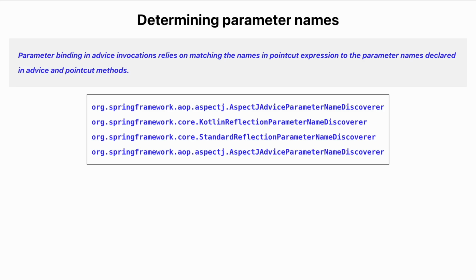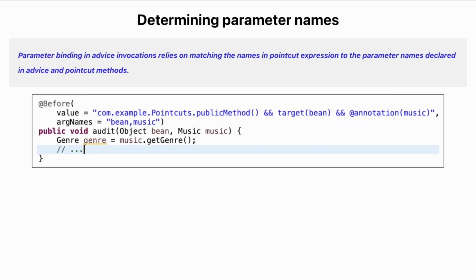StandardReflectionParameterNameDiscoverer uses the java.lang.reflect.Parameter API to determine parameter names. AspectJAdviceParameterNameDiscoverer deduces parameter names from the pointcut expression, returning and throwing clauses. Examples of argNames. Here, the target bean and annotation are selected through argNames. By using argNames, we add additional conditions to the pointcut expression. Only methods that have the first argument conforming to Object type and which have a Music annotation are matched.